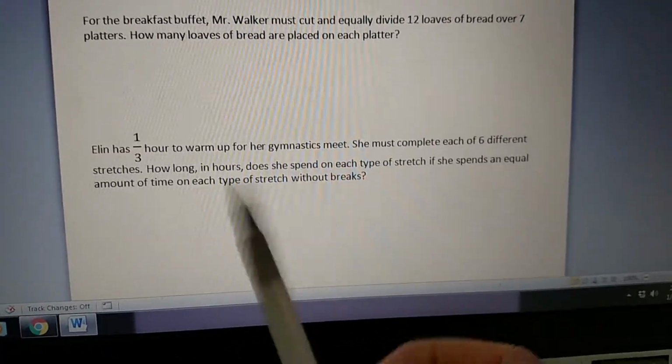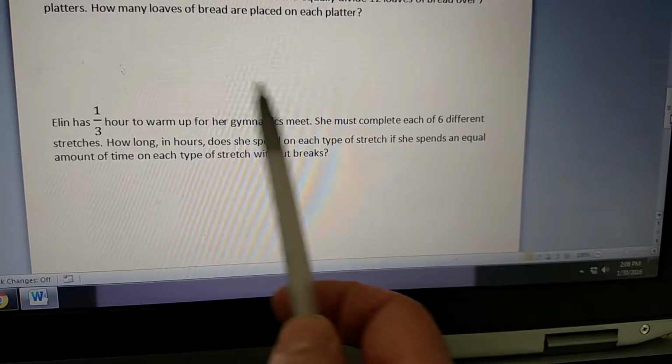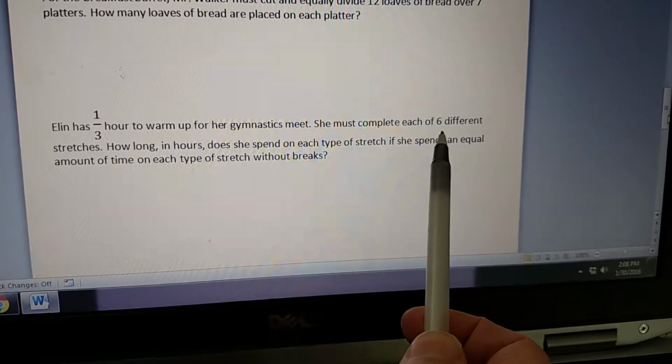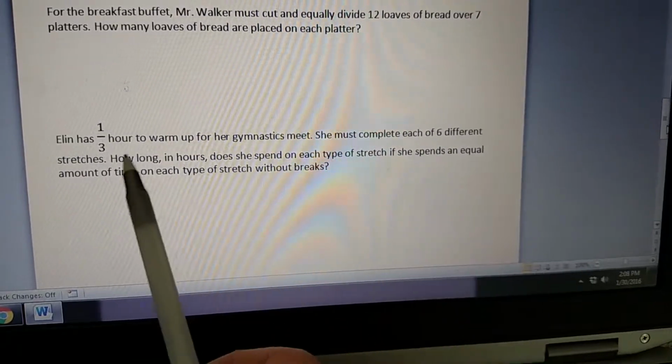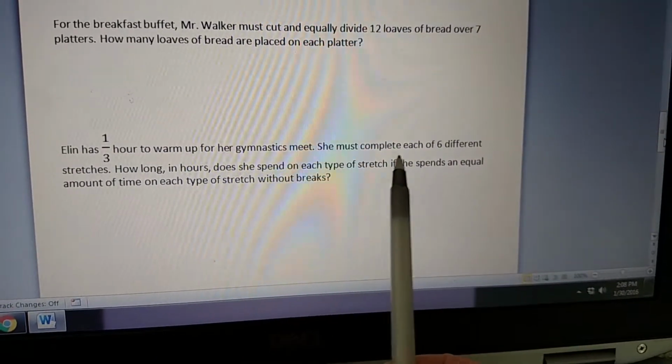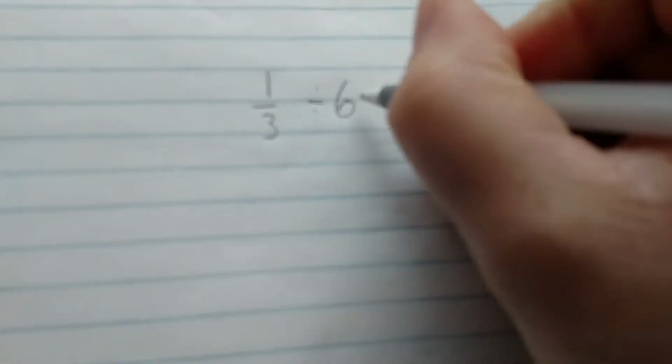So if we think about it, she only has 1/3 of an hour to do 6 stretches. So she has to split her time up in that 1/3 of an hour between 6 things. So she's going to do 1/3 divided by 6 different stretches. So it's going to look like this. She has 1/3 of an hour to divide among 6 stretches. So again, that's what the problem will set up.